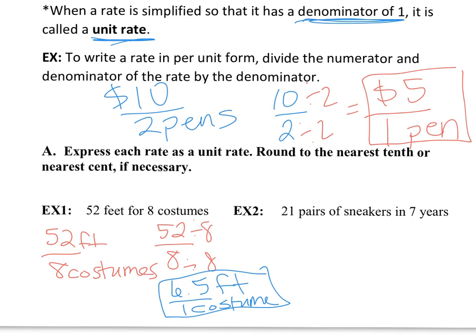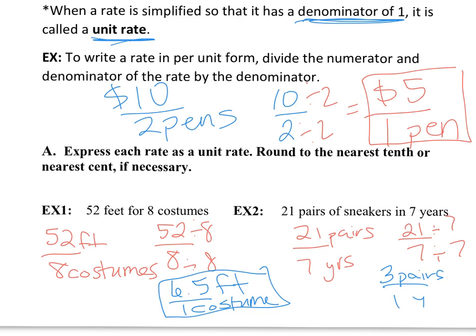Then for example 2, we have 21 pairs of sneakers in 7 years. And again, we would do the same thing where we divide by the denominator. So we divide top and bottom by 7. And we end up with a result of 3 pairs of sneakers in 1 year.